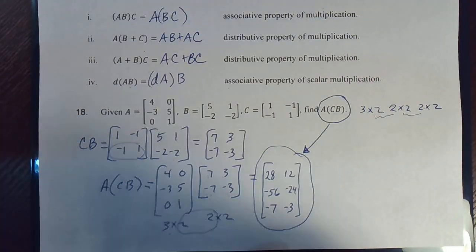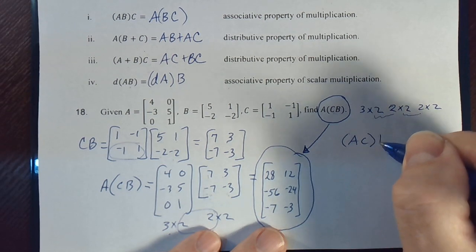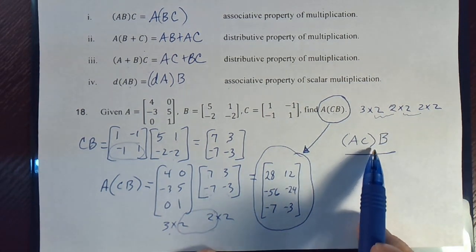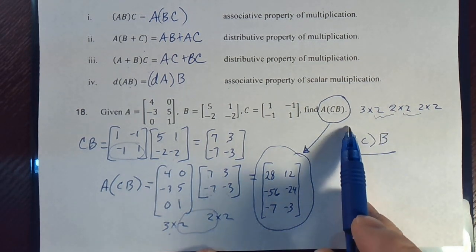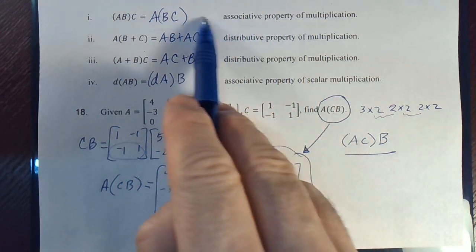And just as a reminder, if we would have done it like this, we would have got exactly the same value if we grouped them differently, based upon the associative property of multiplication up here.